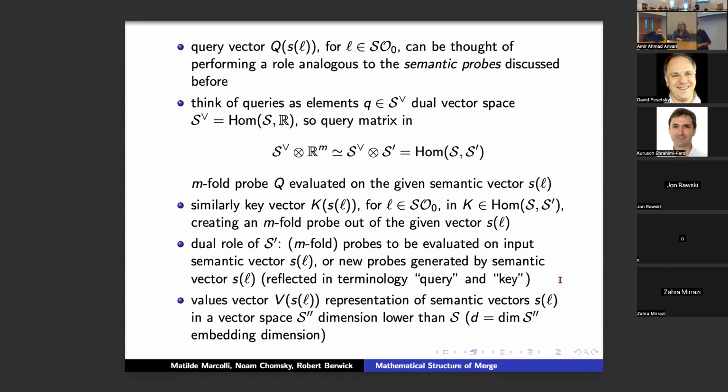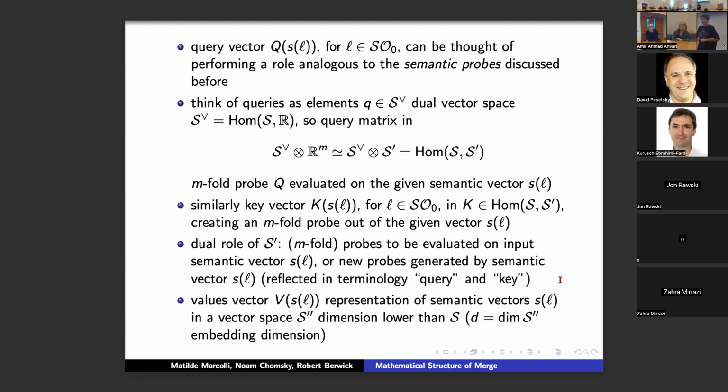Because it's a matrix, it is a set, a bunch of rows, each of which is a semantic probe in the sense that I described before. You can evaluate this probe on your semantic vector coming from one of your lexical items. And the keys are a way to turn your lexical item into a set of probes that you can apply to something else. So either your semantic vector is the subject of being probed by something, or it generates probes that you can test on something else. This is why they're called queries and keys: it plays this dual role of being probed or probing something else.